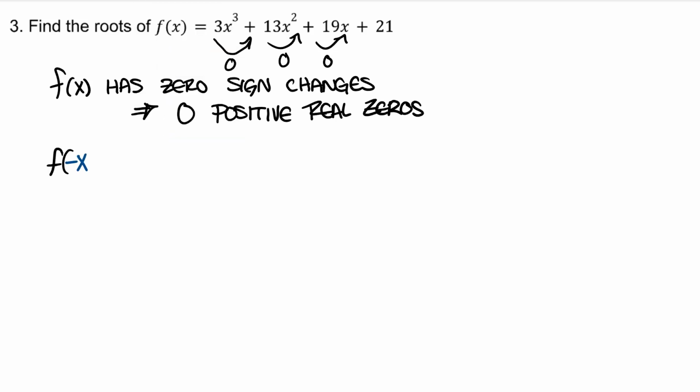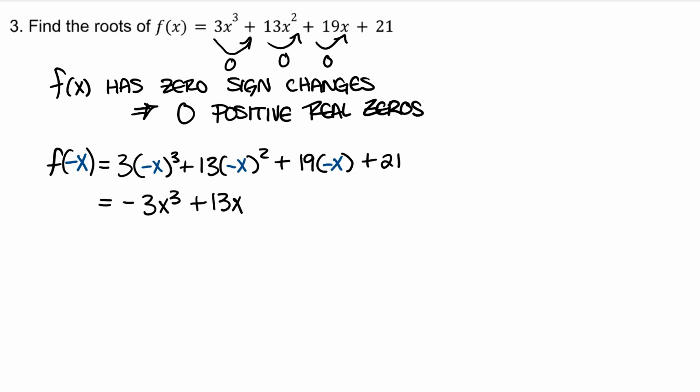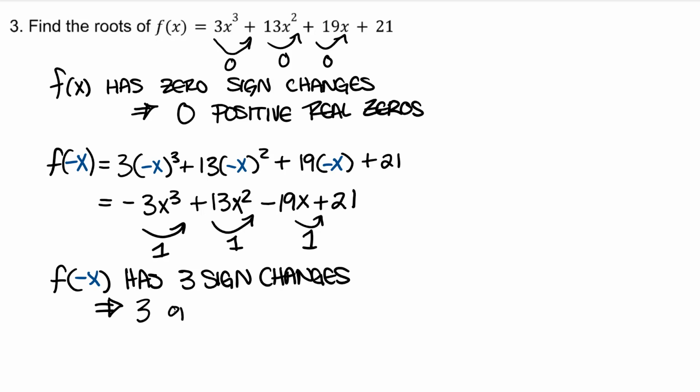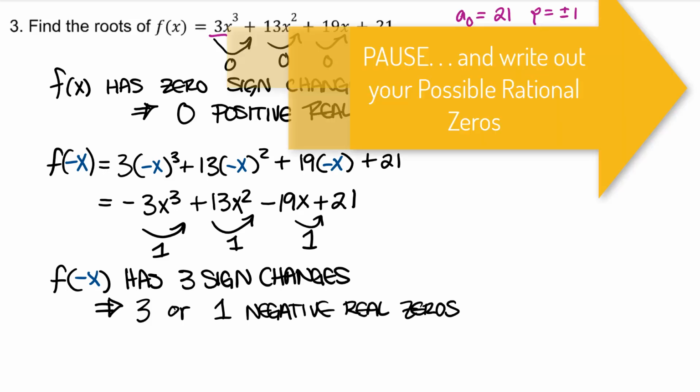Let's check the sign changes for f of negative x. One sign change, one sign change, and one sign change. That means our solutions include either 3 or 1 negative real zeros. Now let's try the rational root theorem. A sub 0 is your constant, a sub n is your leading coefficient, p is factors of a sub 0, and q is factors of a sub n.